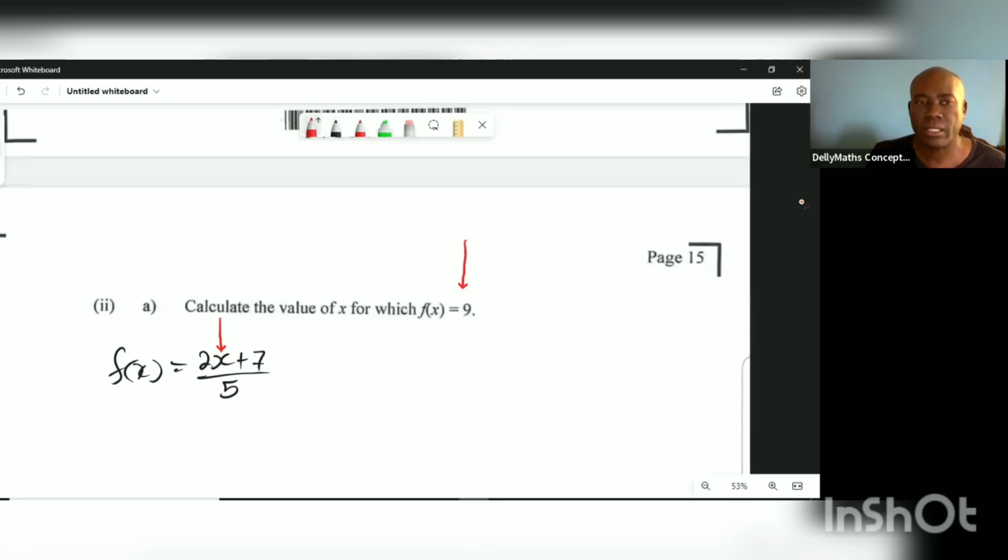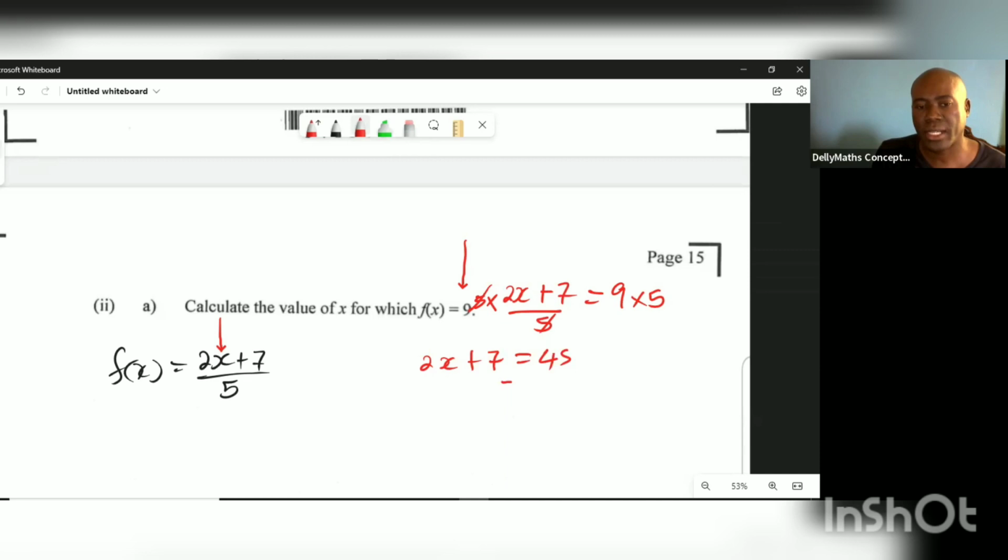So in order to do that, all we have to do is equate the function to 9. So we're going to say 2x plus 7 over 5 equals 9, and then we're going to solve for x. So we're going to multiply both sides by 5. That cancels that, so we're left with 2x plus 7, which is equal to 45.